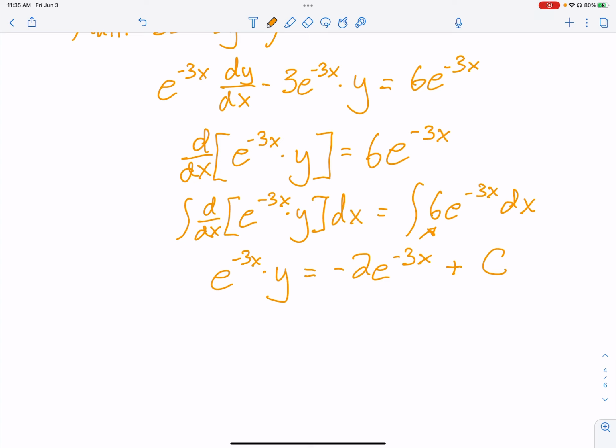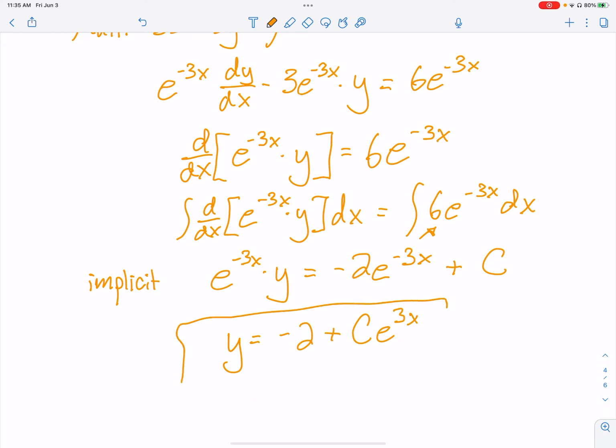That's fine with me. All right, so this is implicit. If I wanted explicit, all I've got to do is multiply by e to the 3x, positive e to the 3x. That cancels this. I've got -2 plus c e to the 3x. We just multiplied both sides by that positive e to the 3x. So there is my explicit solution. It's a general solution. It wasn't an IVP, so we stopped there.